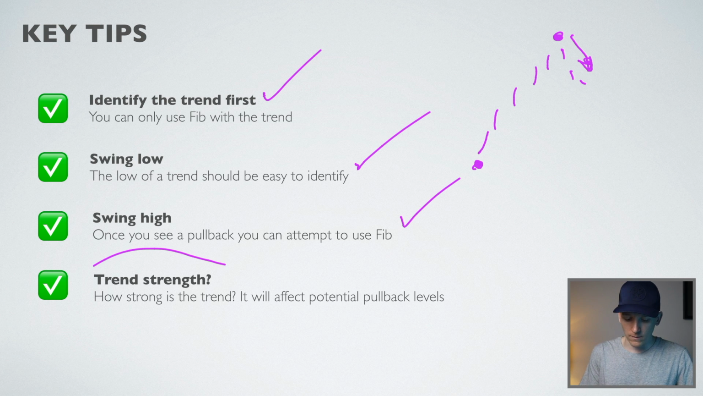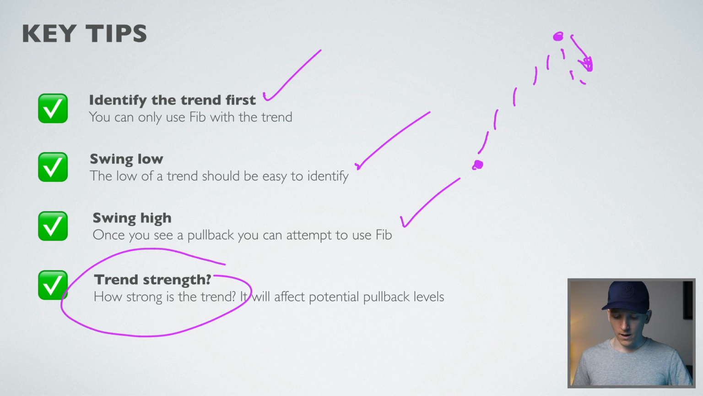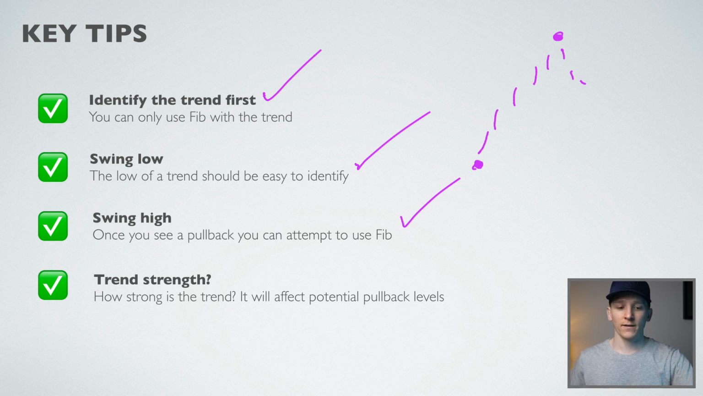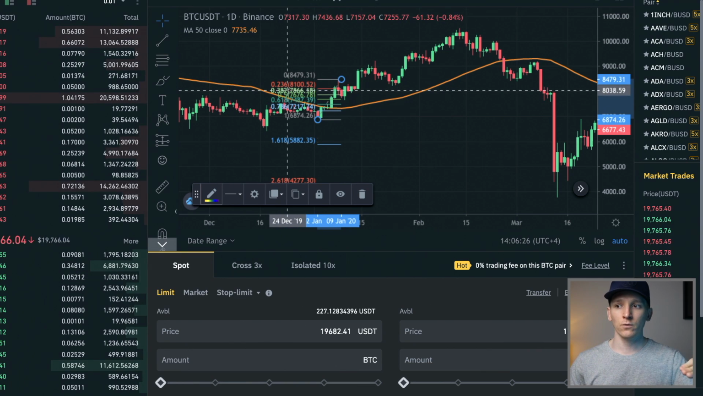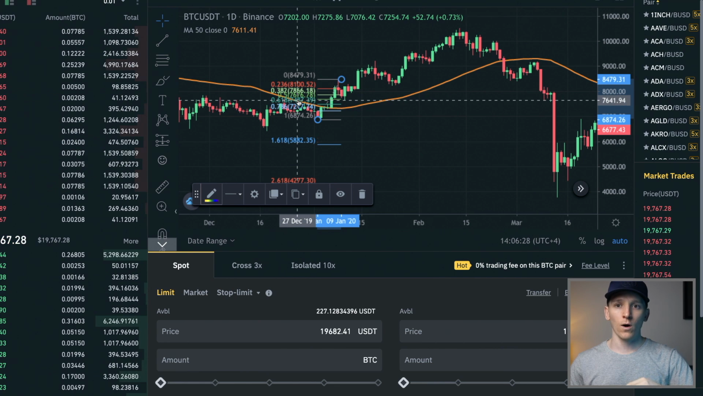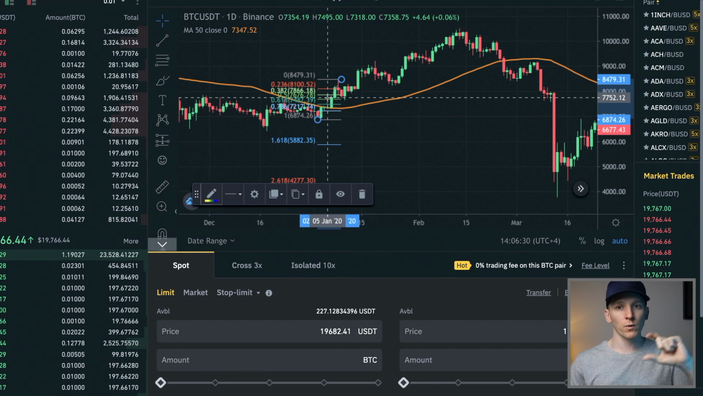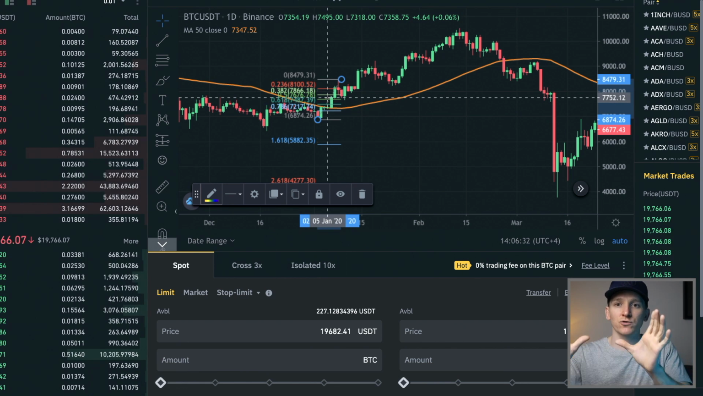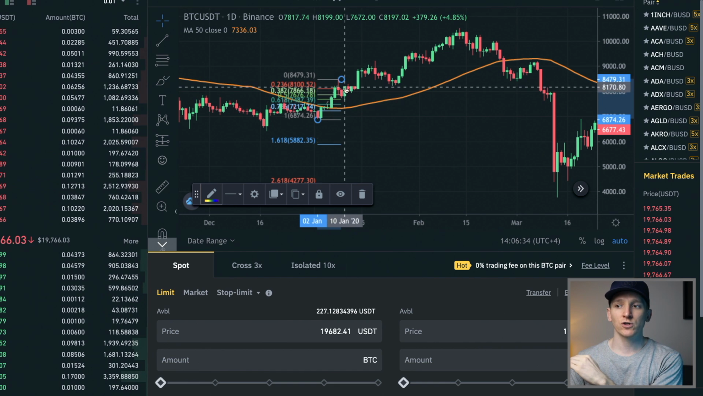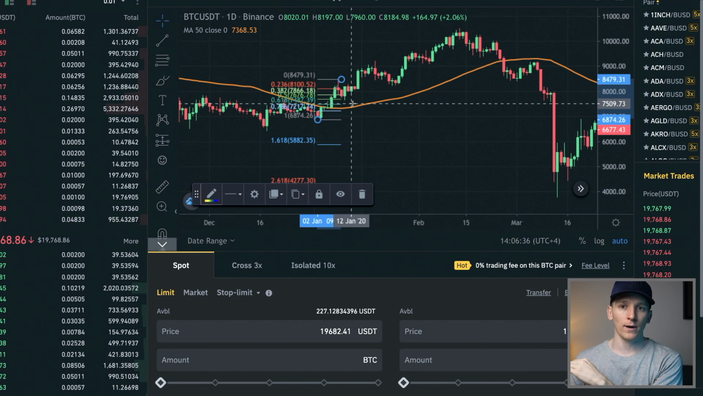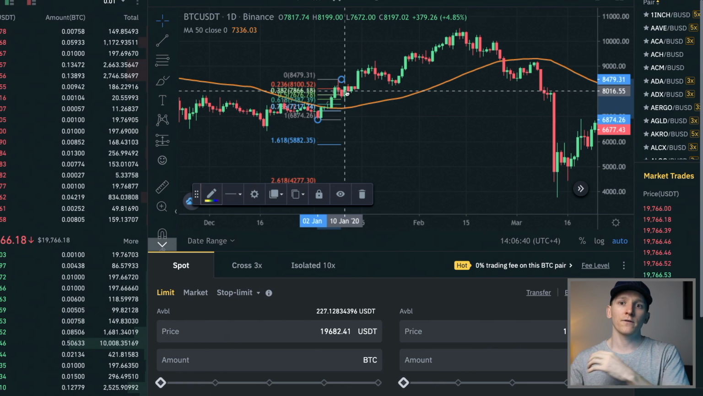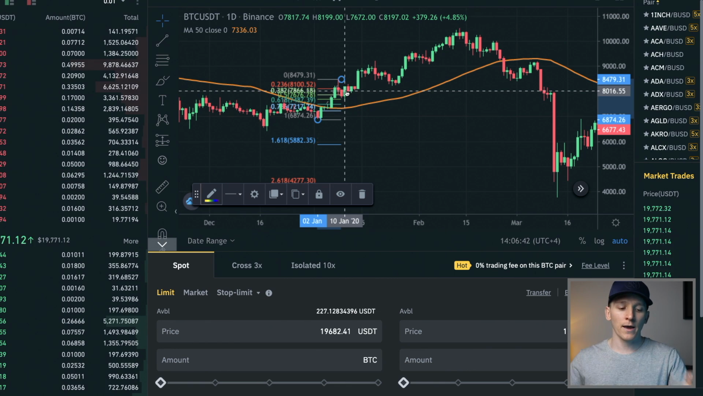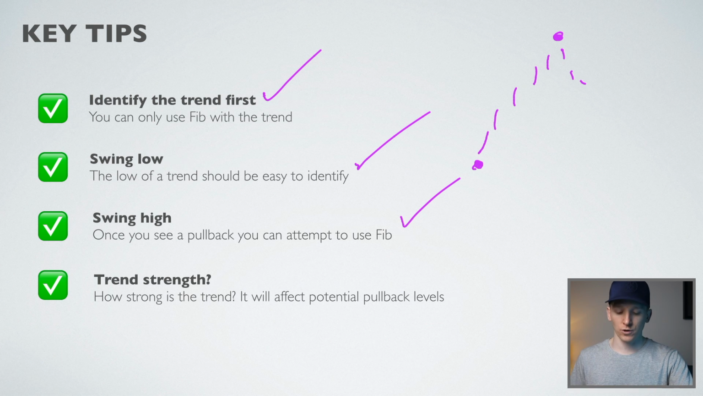How strong is the trend? Because this will affect what fib level you use. Do you want to use the 0.382? Do you want to use the 0.618 or 61.8%? Which one of those do you want to use? In a very strong trend, you're not going to get a retracement back down to the 61.8 level. It might only go to the 38.2 level. And so you have to change your strategy dependent on how strong you think the trend is.